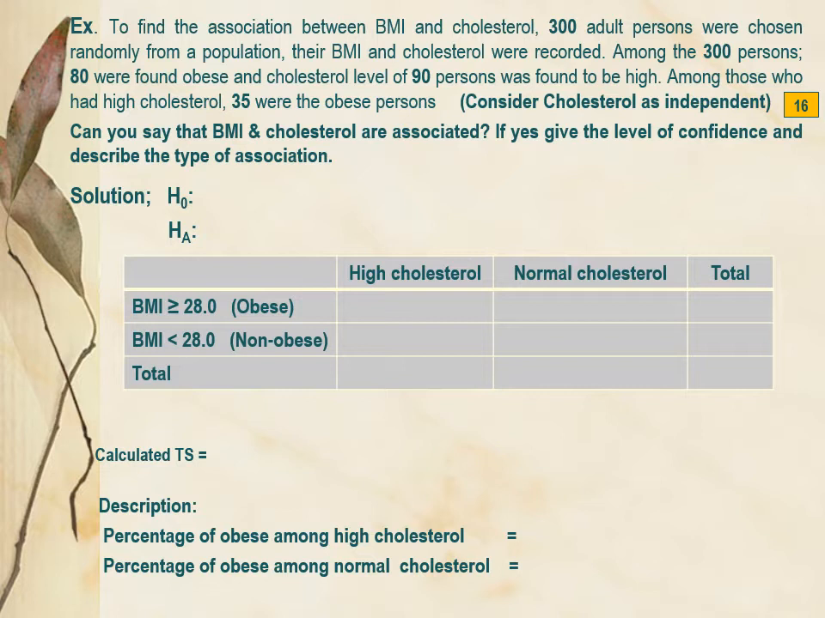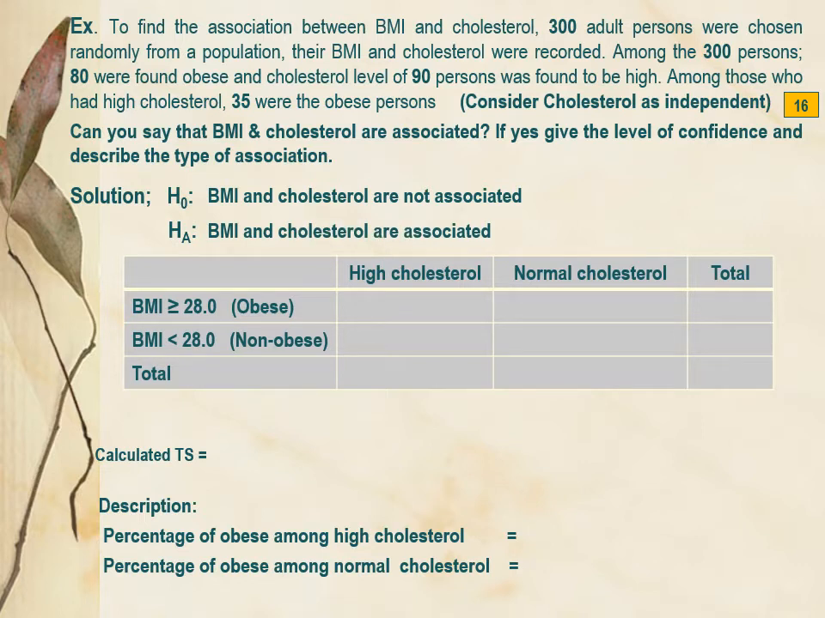Second part is if yes, give the level of confidence and describe the type of association. We have seen that first we get the p-value from the table, then from the p-value we calculate the level of confidence by the formula (1 minus p) into 100, and that has been asked here. Okay, let us start it. First we will write the null hypothesis, that is BMI and cholesterol are not associated. Alternate, they are associated.